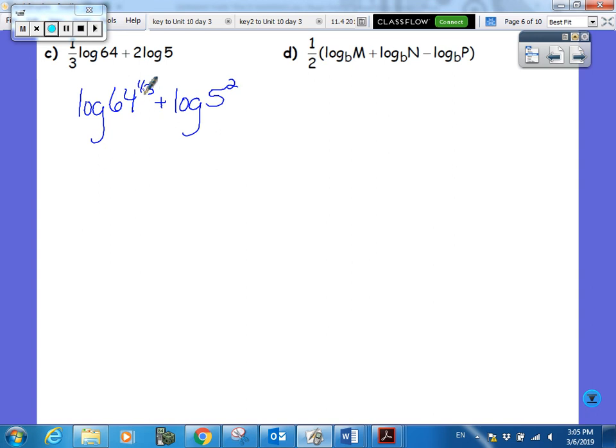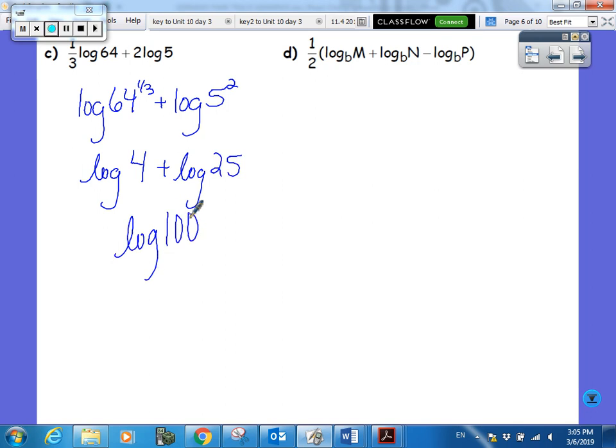2 to the 1/3 is the same as the cube root. So this is log of 4. This is log of 25. Now we can say this is log of 100. And that's something we know. 10 to the what equals 100? 2.